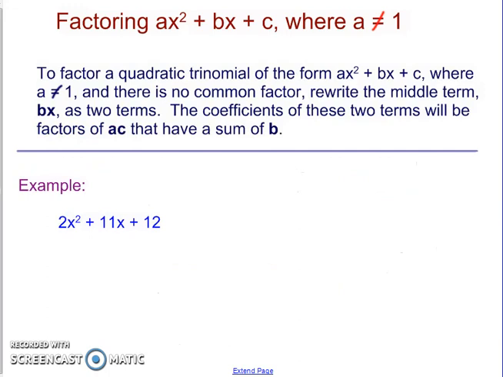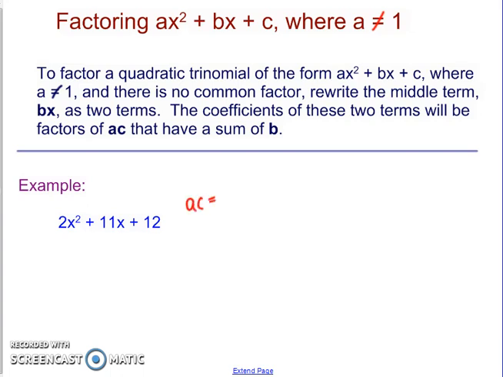Another type of factoring that's similar to the one we just did is when our a value is not equal to 1. You can use this method even when a does equal 1. We used the shortcut last time because since a was 1, we just had our two factors, and then we would just plug that right in to the parentheses with the x. But in this case, when a is not equal to 1, we have to do a longer step. So we're doing the same kind of idea. We're coming up with two factors, but in this case, we're going to do a times c. So instead of just looking at the c term, we want to find a times c.